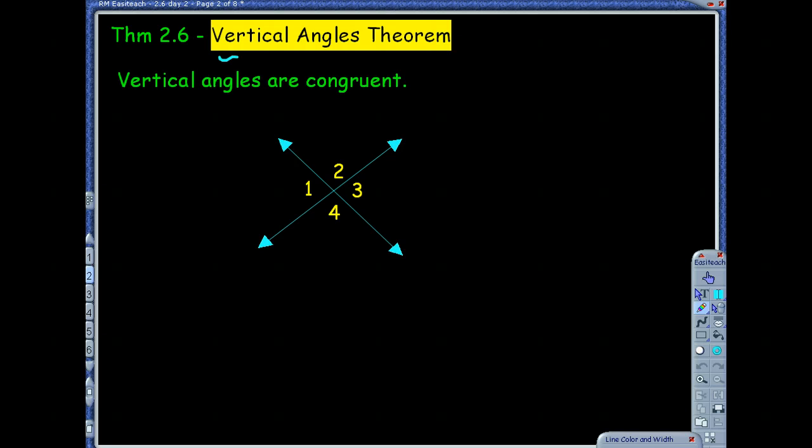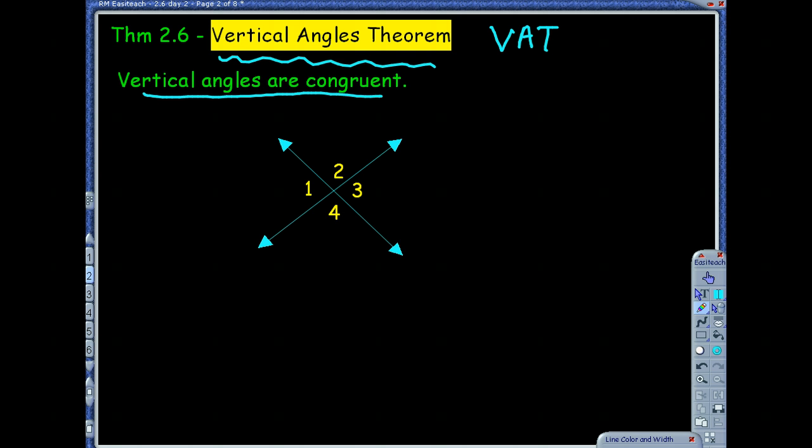This is called the vertical angles theorem, and we use an acronym for it as well because we use it a lot. Both of these we will use a lot. VAT, the vertical angles theorem. It's short and sweet: vertical angles are congruent. If you forget the name vertical angles theorem, you can always say vertical angles are congruent. Now, don't just say vertical angles, because that would make me wonder if you mean the definition or what you are saying about them. So say either vertical angles theorem or vertical angles are congruent.